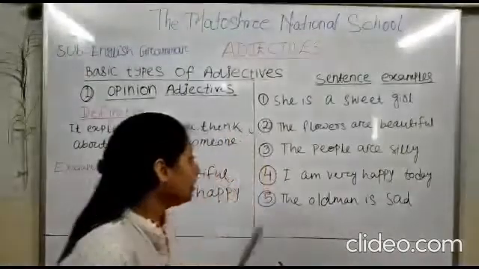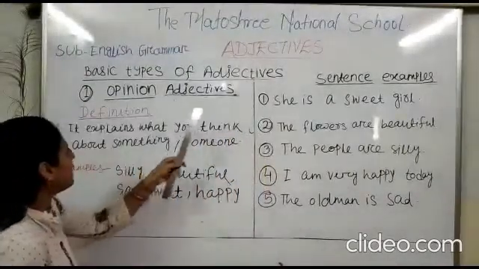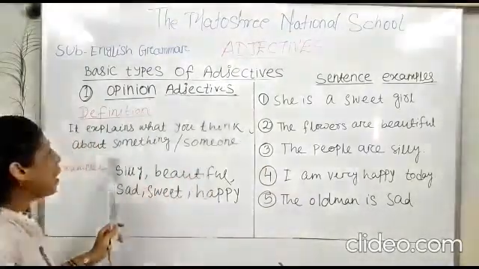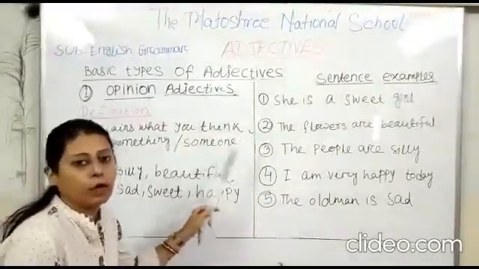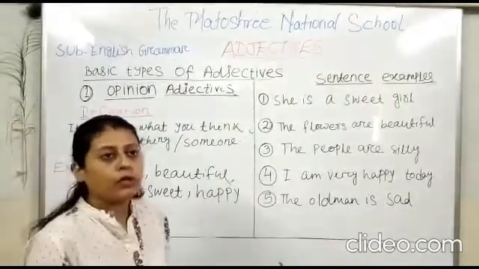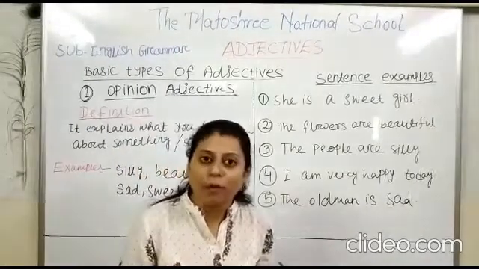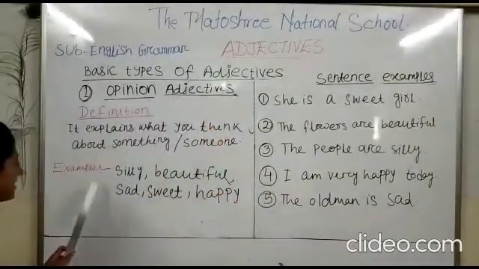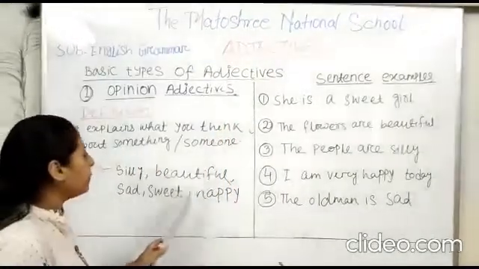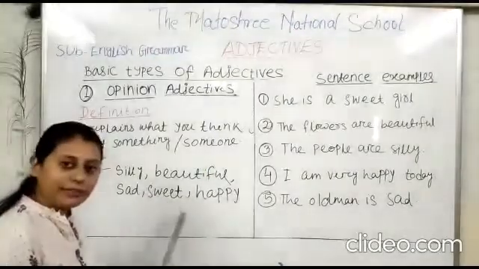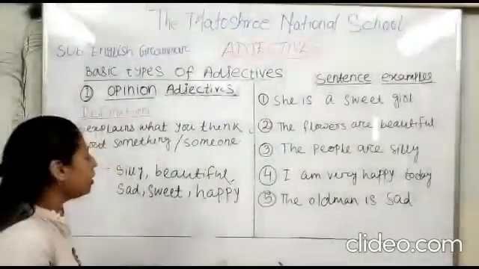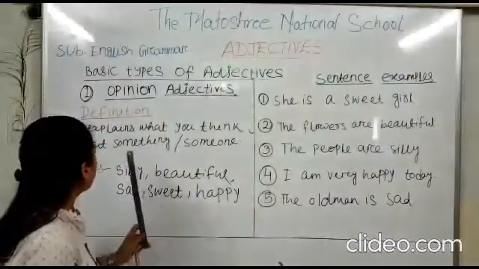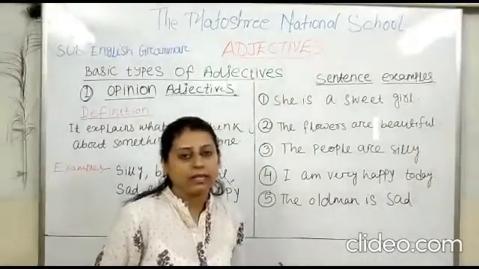So, now the definition of opinion adjective is it explains what you think about something or someone. What you think, what you want to express about something or someone, it is called opinion adjectives. So, these are the examples like silly, beautiful, sad, sweet, happy. These are the expressions which we can judge or we can express about something or someone.